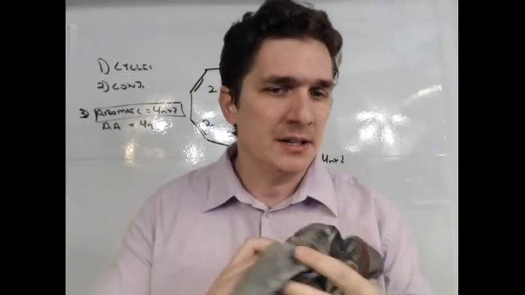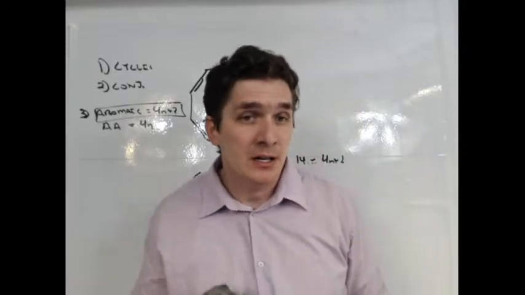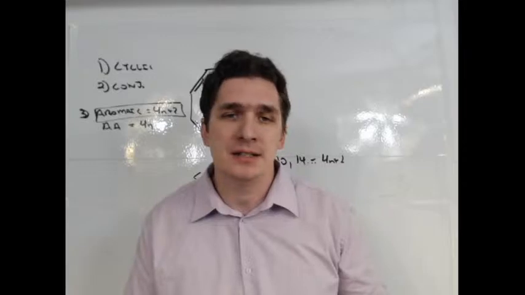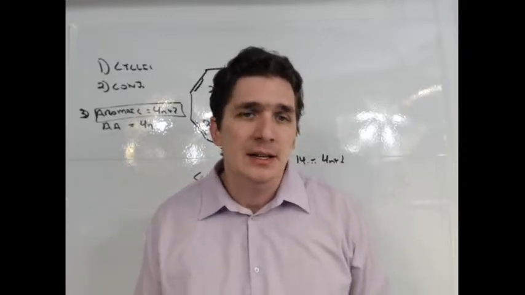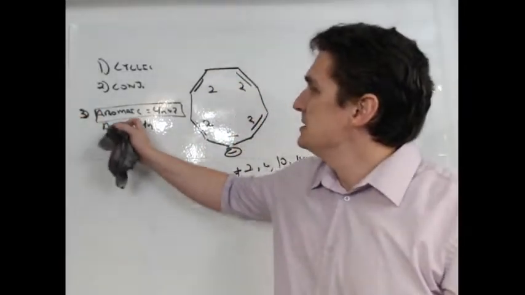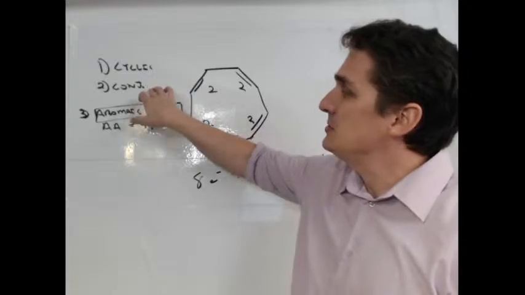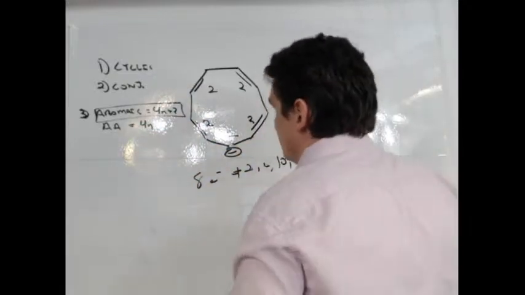So hopefully that's kind of clarified it up for you. It doesn't become aromatic or anti-aromatic if it doesn't meet the first 2 conditions. If it's not conjugated and it's not cyclic, it's just not aromatic. If it meets the first 2 conditions and ends up with 4n plus 2, that makes it aromatic. If it ends up meeting the first 2 conditions and it has 4n electrons, then it's anti-aromatic.